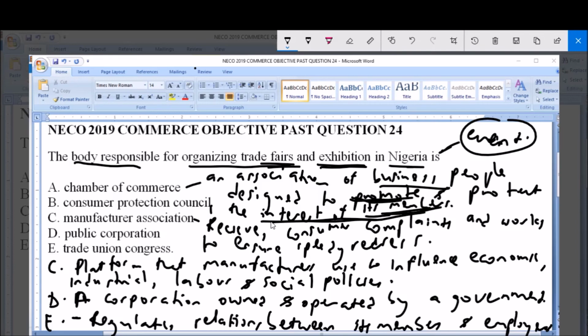So the exhibitions and trade fairs are organized by the Chamber of Commerce. The Chamber of Commerce is option A.